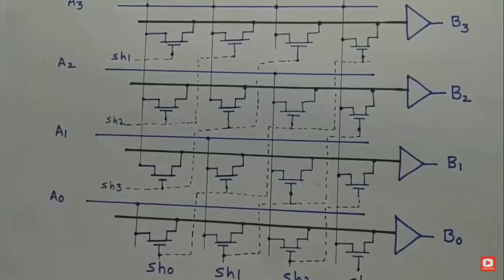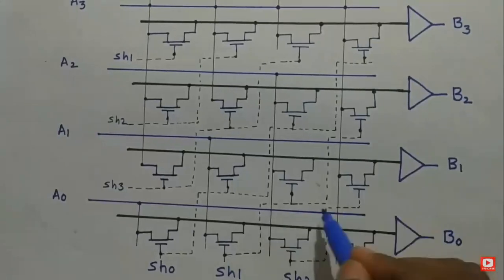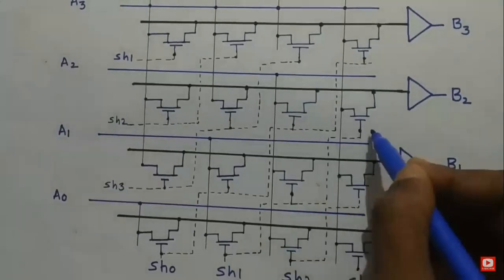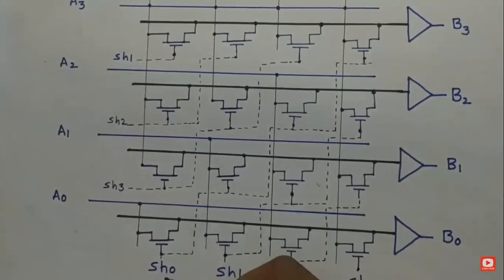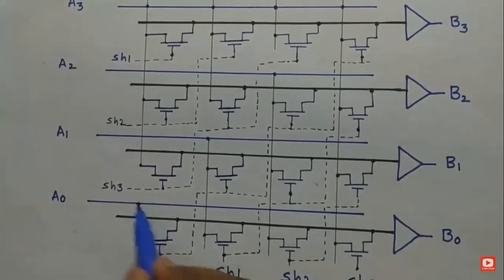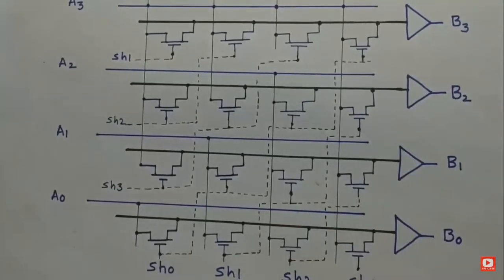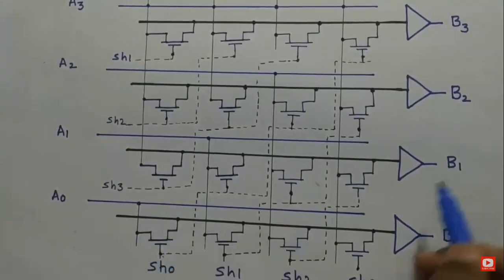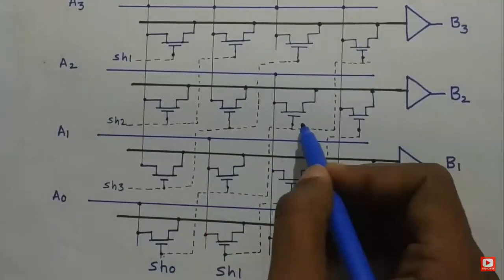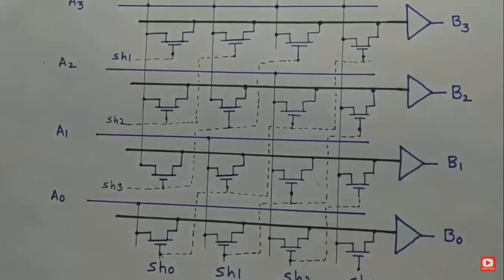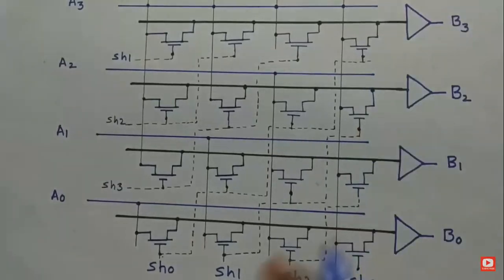So let's say when SH1 is selected. As you can see, the path is like this, and the SH0 path is like this. So now let us go with SH0. When SH0 is selected, as you can see, it is connected to A0. So we'll get B0 as A0. These are buffers which we'll use to store the data. So B0 is A0, and when SH0 is high, B1 will be A1, B2 will be A2, and B3 will be A3, and so on, if the number of bits increases.